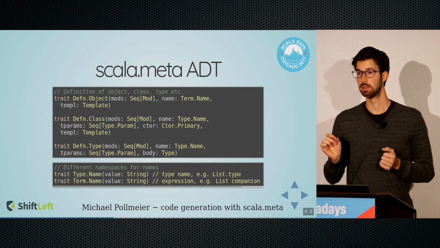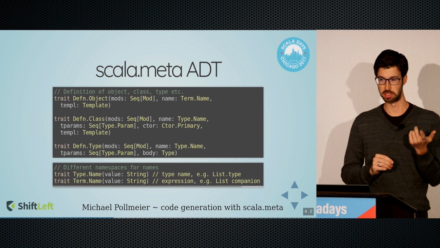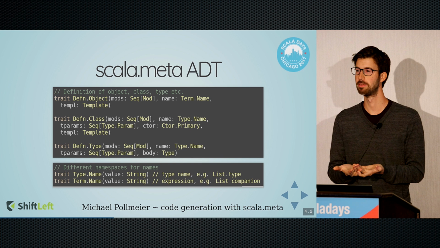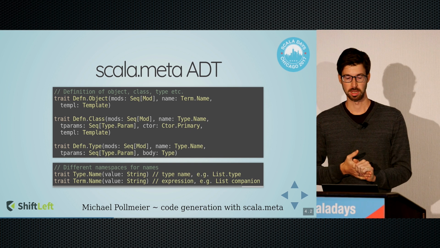So that is the domain model. That is the ADT of Scala Meta. Eugene and Stu just gave a talk, and they said, well, it's a very stupid model. It's a very dumb model because it's very simple. And it is very simple.